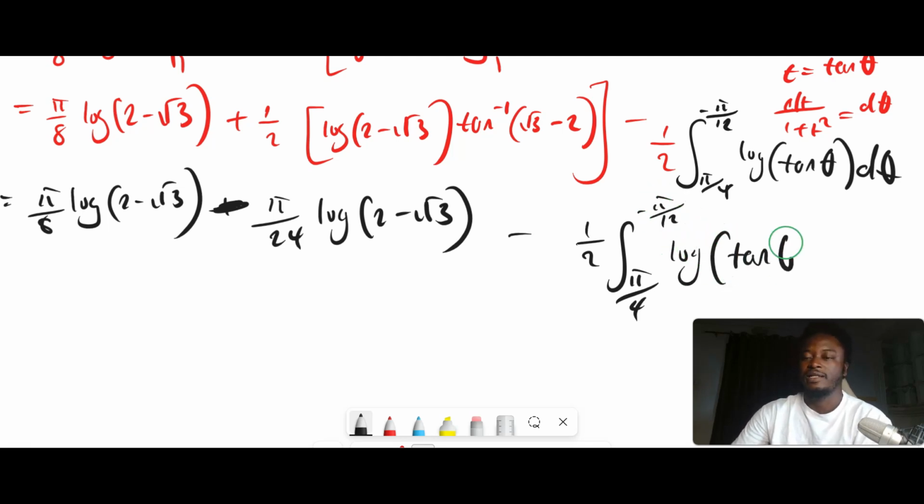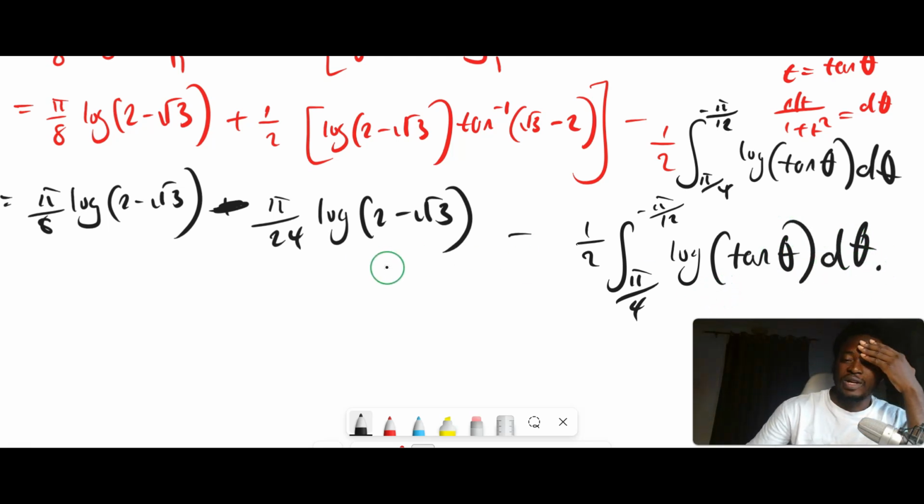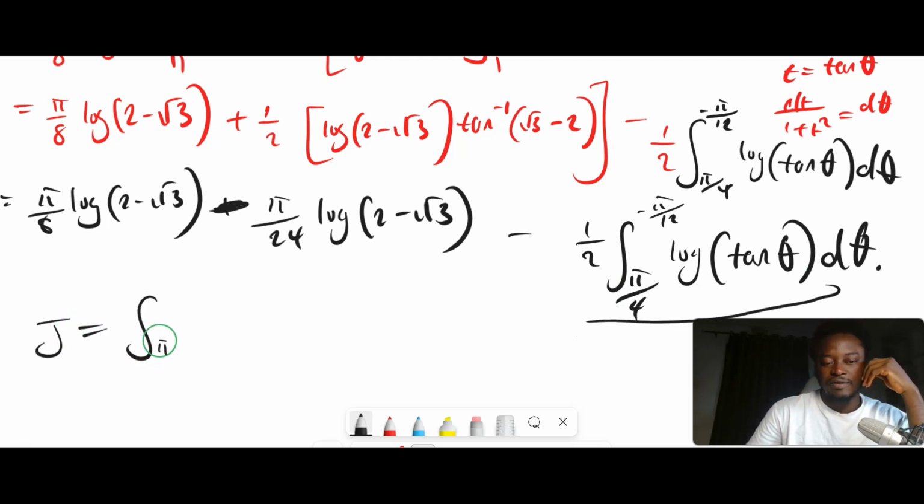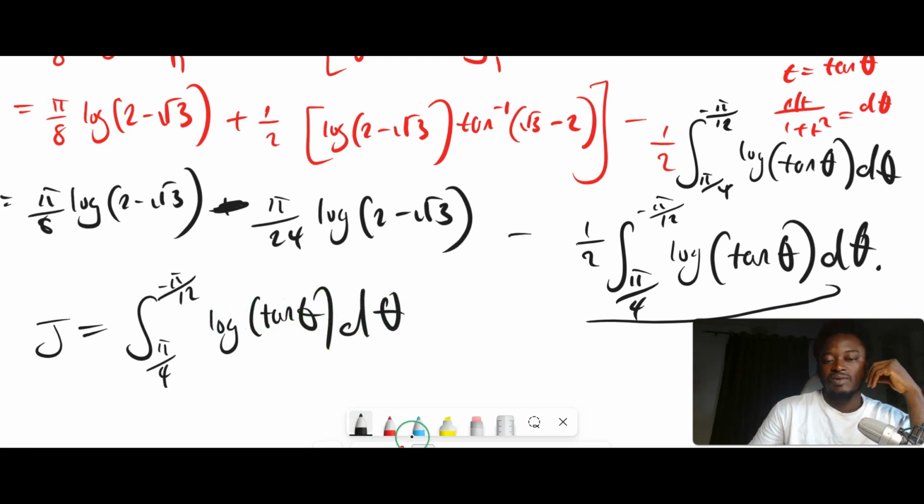The logarithm of tan theta d theta. Now we can focus on this last integral. Let's call it J, J being the integral from pi over 4 up until negative pi over 12 of the logarithm of tan theta d theta. So how do we evaluate J?